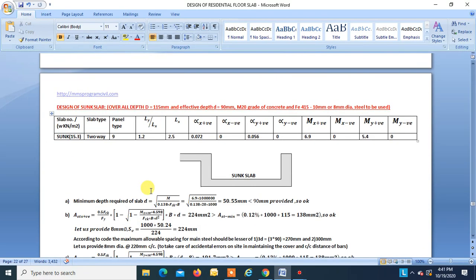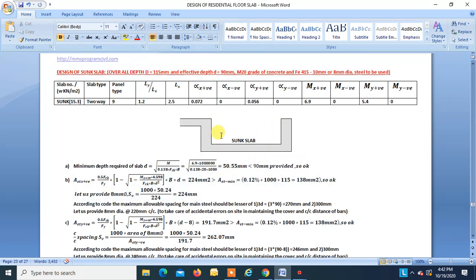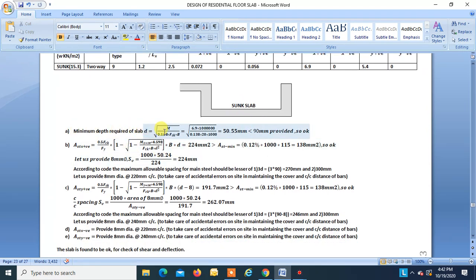Okay. Now coming to the design of sunk slab. Okay, this is sunk slab, and these are the moments of sunk slab. Over here the negative moments are 0. So at support we will provide at least 50% of the steel of the midspan. Minimum depth required for the maximum moment, that is 6.9, is 50.55, provided is 90, which is more than required. So the section is singly under reinforced.